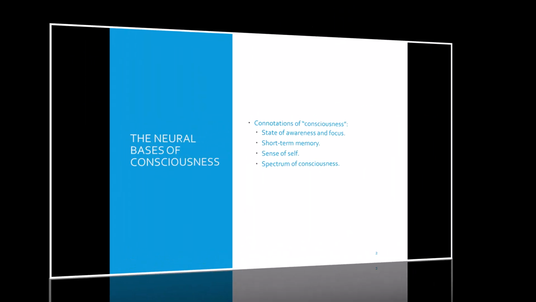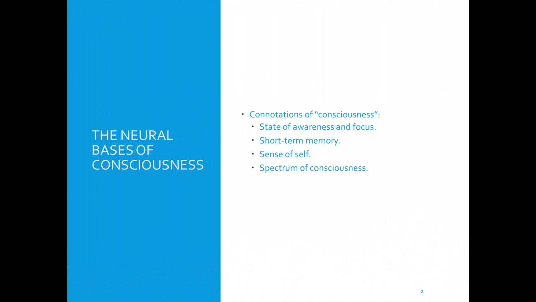So I first want to talk about the neurological basis of consciousness. And to do that, we kind of have to define or construct what we mean by consciousness. Now, this term has meant different things to different people. Some researchers talk about it as a state of awareness and focus. And I would argue that, of course, you need awareness of yourself and your surroundings to be conscious. You will also need some attention, so you need to attend to things in your environment.